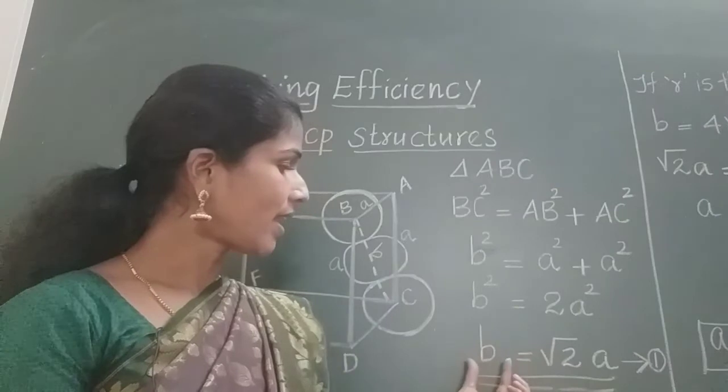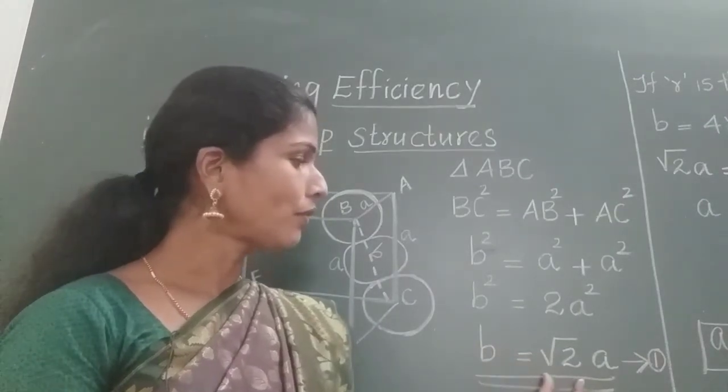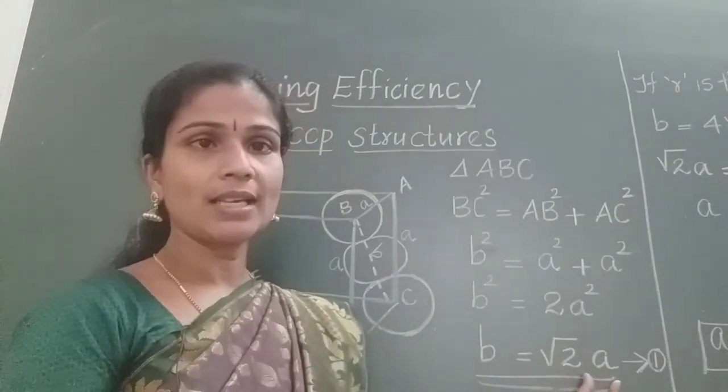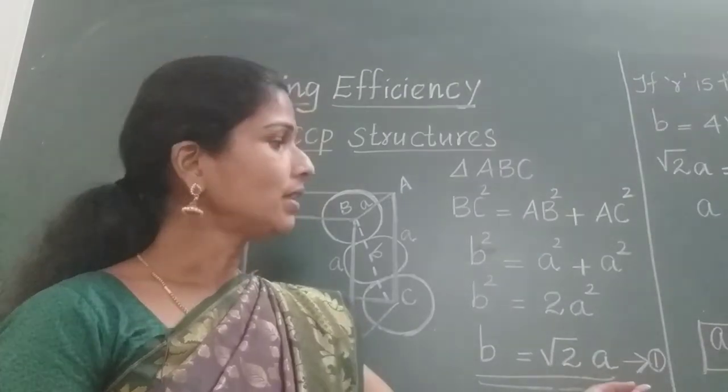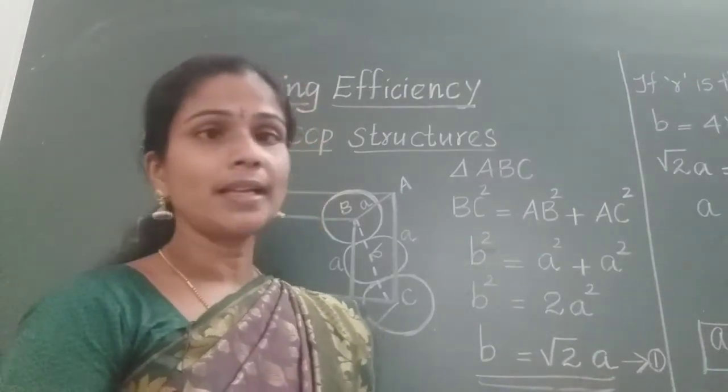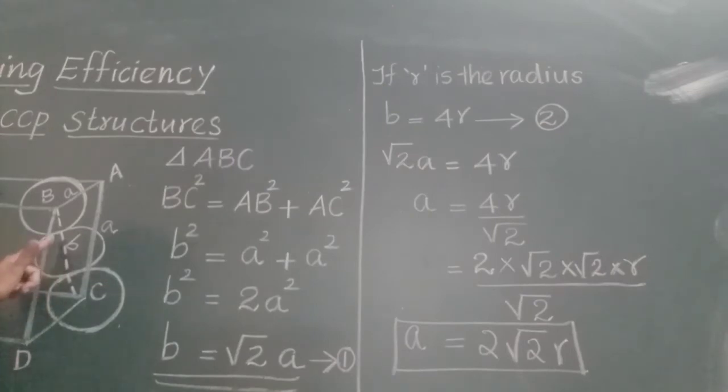From this we can write b is equal to square root of 2 into a. This equation can be taken as equation number 1. Then consider this sphere with the radius small letter r.